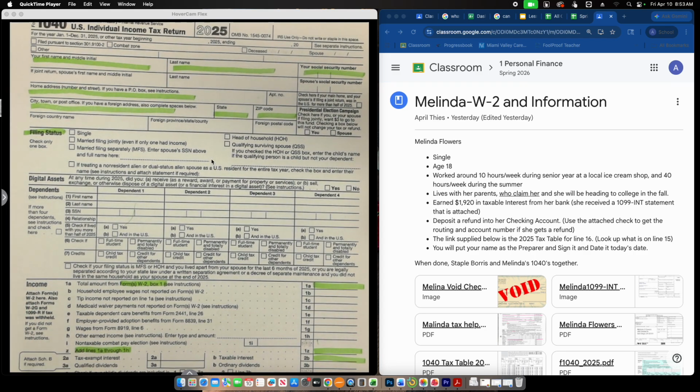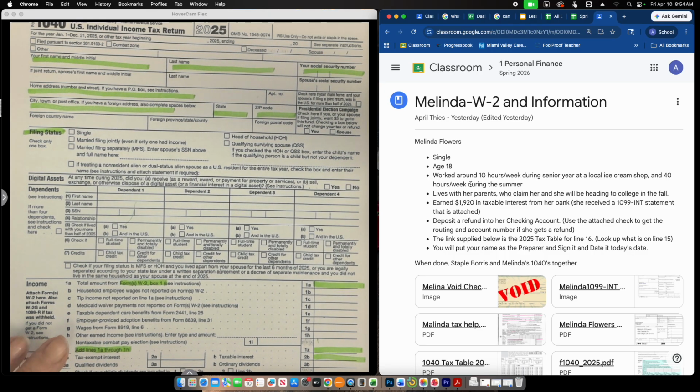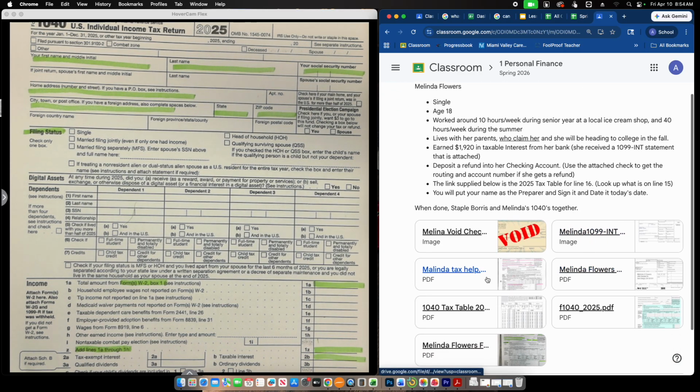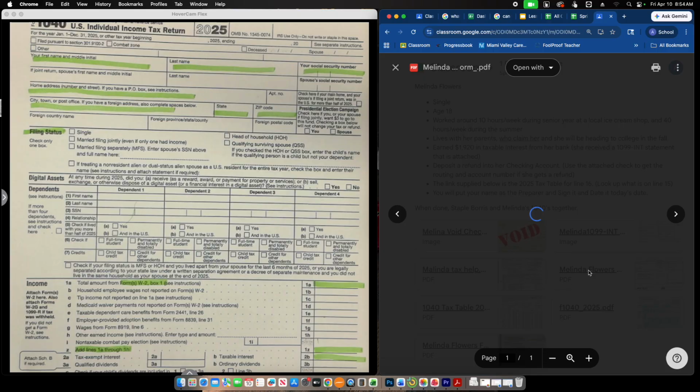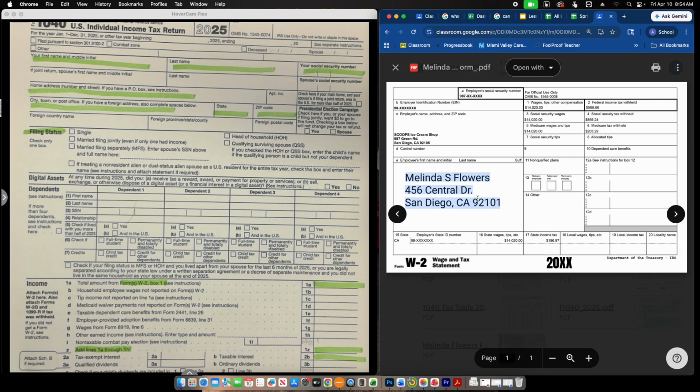Okay, for Melinda, this is Melinda over here. You will be doing her W-2 and looking at her W-2 and other information. Read the information about Melinda. Pay very close attention to the fact that she has a W-2, which is right here. This is where you will get the information about her.